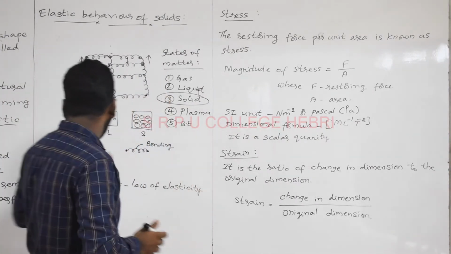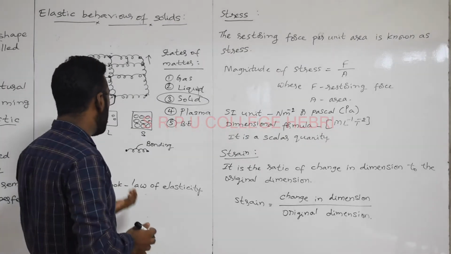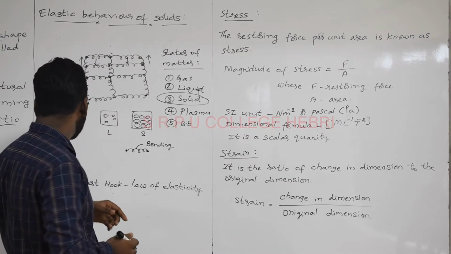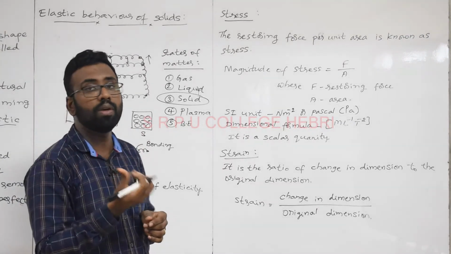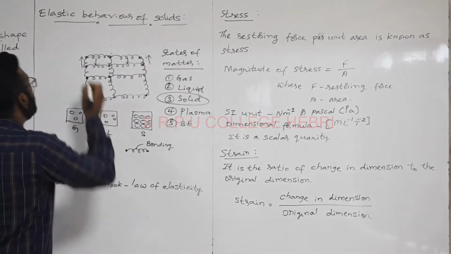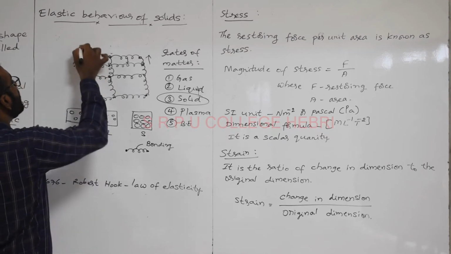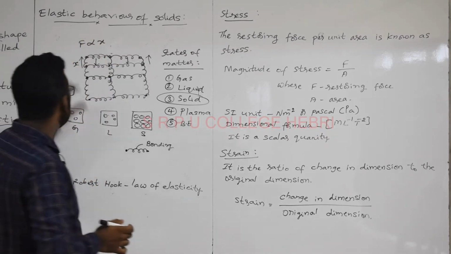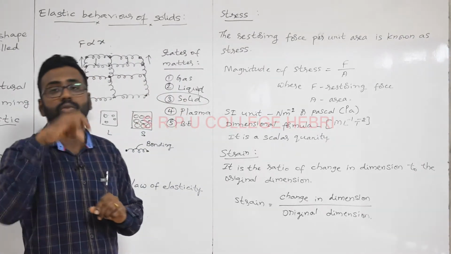Now, the one who studied this property of elasticity, or the law of elasticity, was Robert Hooke in the year 1676, and he put forward the idea of Hooke's law. This Hooke's law says that the displacement will be proportional to the force applied. The displacement of the position will be proportional to the force applied.